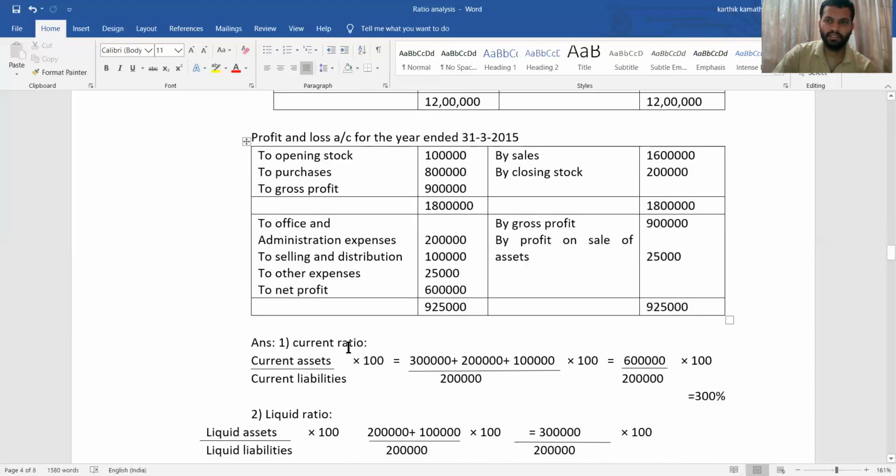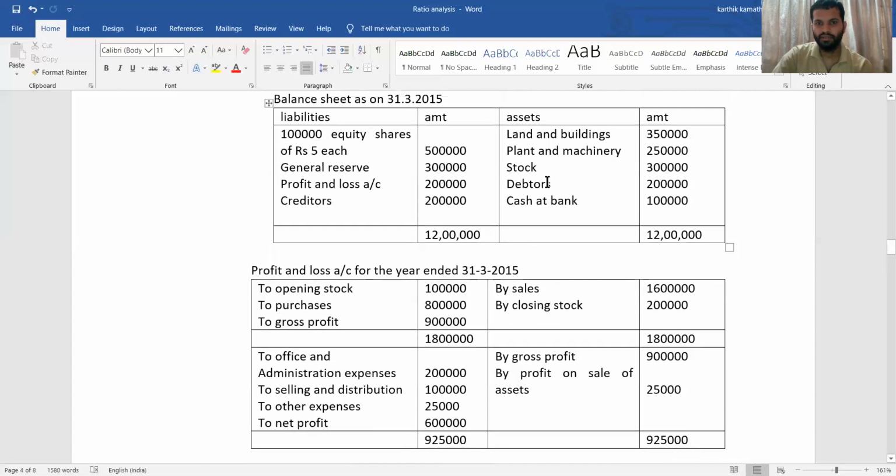So first one is current ratio, that is current asset divided by current liability into 100. First, we want current assets, so go for the balance sheet information.